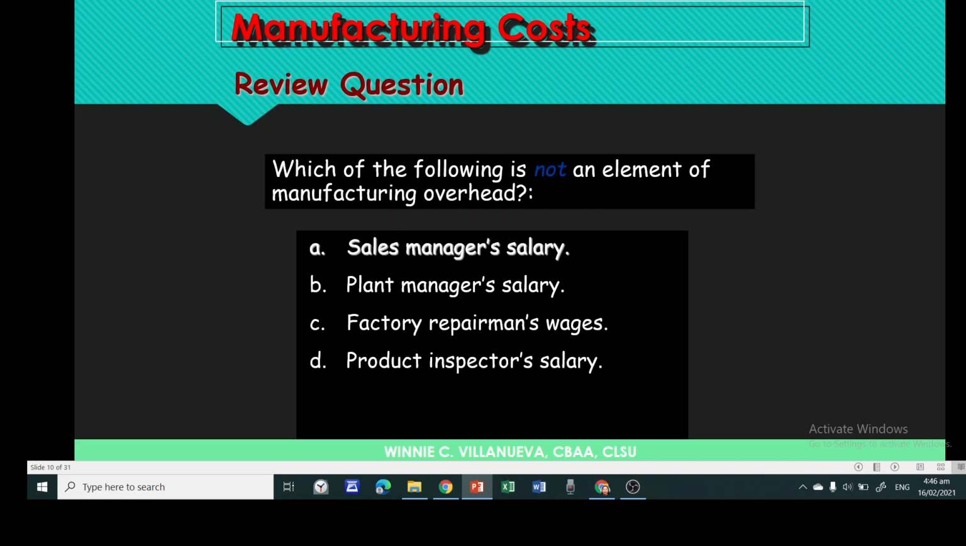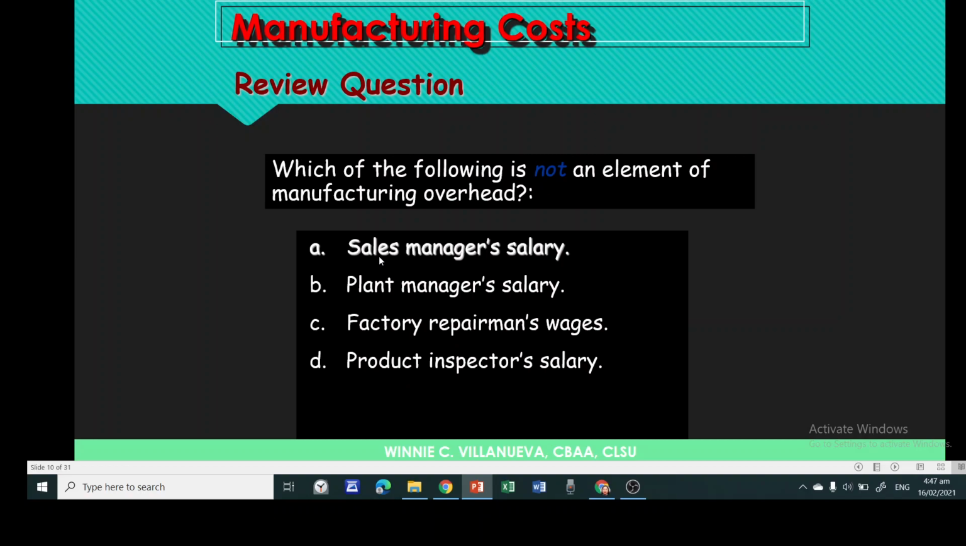Okay, which is not an element of manufacturing overhead. Tingnan nyo nga. Sales manager's salary, plant manager's salary, factory repairman wages, product inspector's salary. Pag may mga term na plant, ano yan? Manufacturing cost yan. Diba? Ang tanong, not. Ito, indirect, magiging manufacturing overhead. O repairman, may factory. O di manufacturing overhead. Product inspector salary. Sa product yan but you normally do it before you sell, before you put into your warehouse. So this will form part of manufacturing overhead.